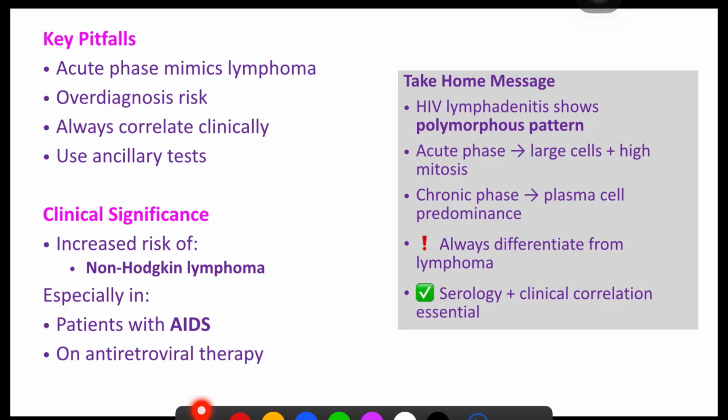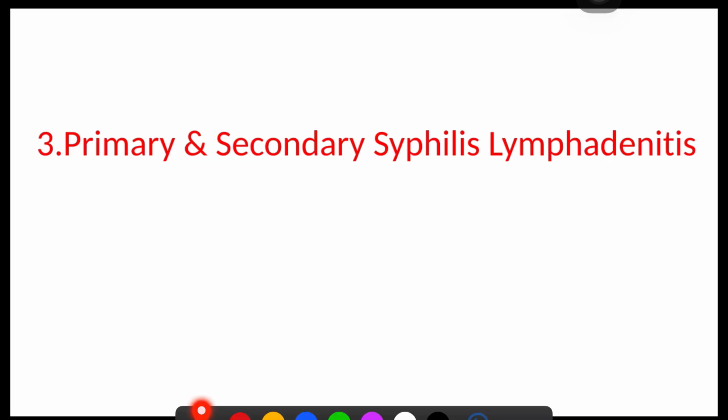There is increased risk of non-Hodgkin's lymphoma if the patient has AIDS or is on antiretroviral therapy. So, what is the take home message for this lymphadenopathy? HIV lymphadenitis shows a polymorphous pattern; the acute phase shows high mitosis and large cells, the chronic phase shows plasma cells, and always differentiate from lymphoma. Serology and clinical correlation is required.